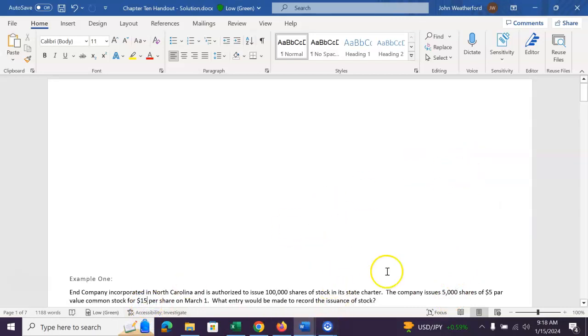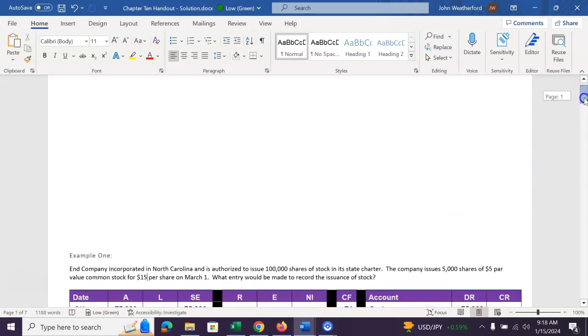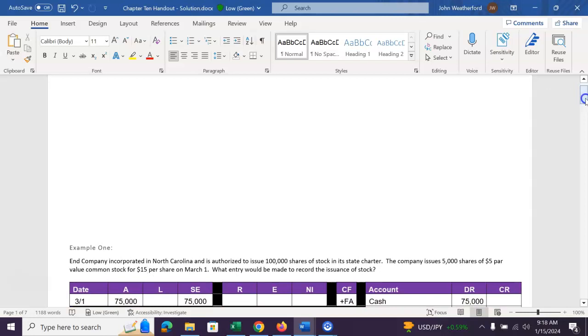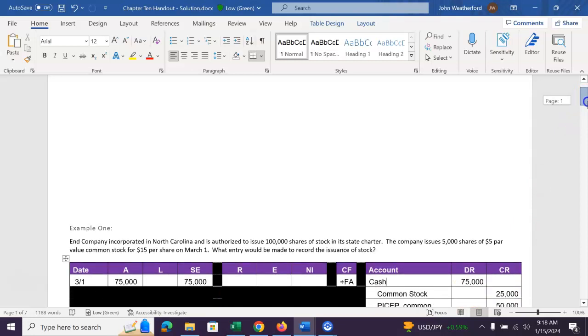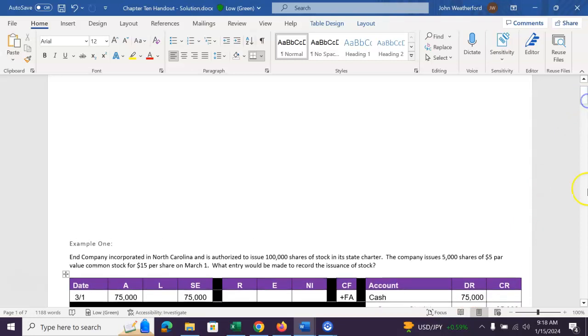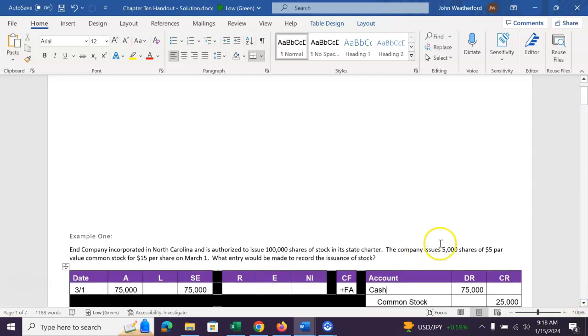So we'll just say, 5,000 times 15, that gives us 75,000. That's our increase to cash. Of course, it's an asset, increases on the debit side. And we're going to credit common stock at par value. That's going to be our 5,000 shares issued times the $5 par.